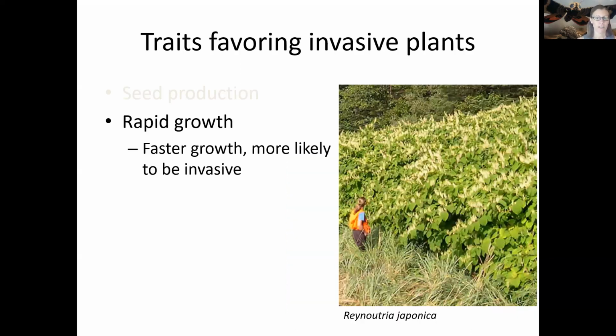Another trait of an invasive plant is rapid growth. So here's Japanese knotweed, someplace in Alaska, where it has grown really tall and pretty fast. So you don't see much of other vegetation amongst that near monoculture of Japanese knotweed. So if you grow faster, you're more likely to outcompete native species, more likely to be invasive.